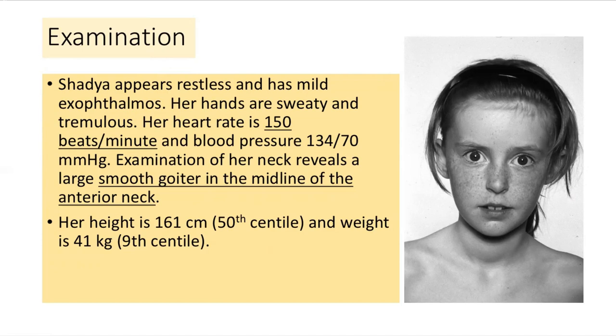Examination of her neck reveals a large, smooth goiter in the midline of the anterior neck. زي ما هو باين في الصورة كده، في swelling في الميد لاين في الانتيريور نيك، والبنت عندها exophthalmos، يعني هي بتبرق كده شوية. Her height is 161 centimeters, which is on the 50th centile for her age, and her weight is 41 kilograms, which is on the 9th centile.